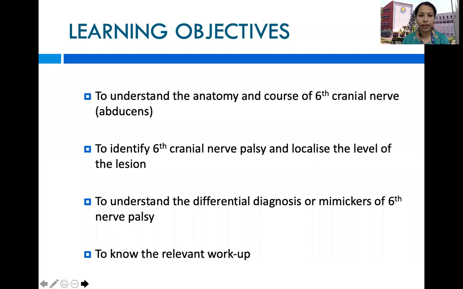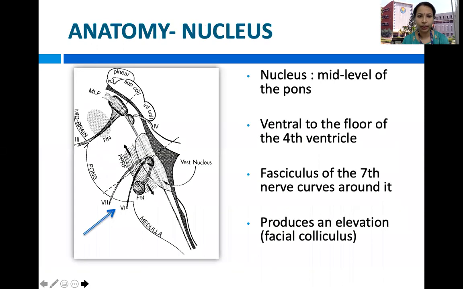So, in this lecture, you will understand the anatomy and course of the sixth cranial nerve, and you will be able to identify the sixth cranial nerve palsy and localize the level of the lesion, and also understand the differential diagnosis or mimickers of sixth nerve palsy and know the relevant workup.